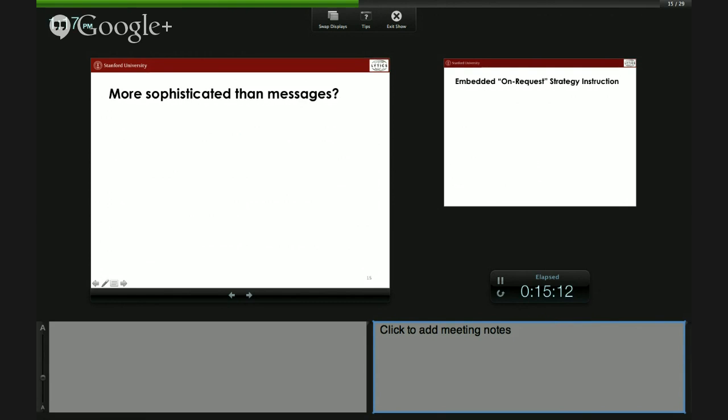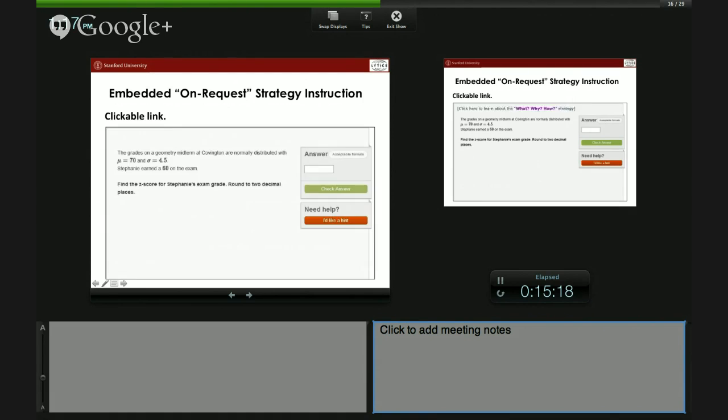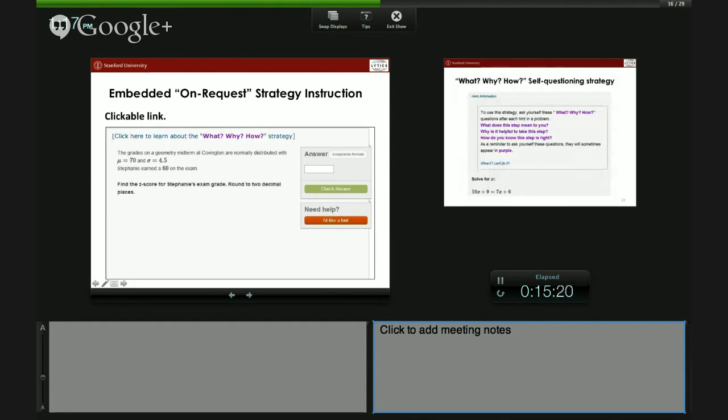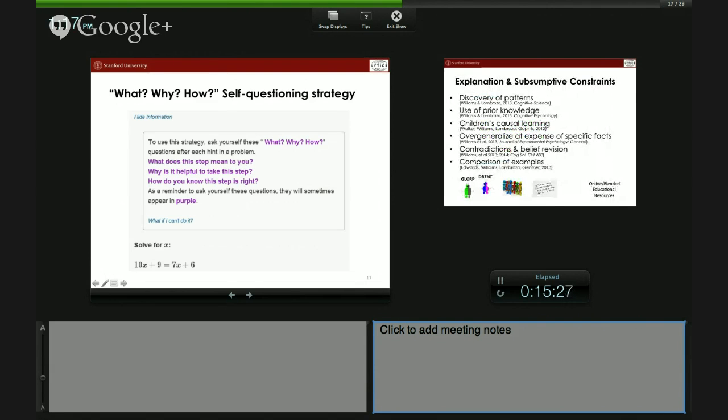So you might ask, can we do anything more sophisticated than messages with just text? And actually, you can in a pretty simple way. This is another experiment with Joshua, where we just had a clickable link: "Click here to learn about the what, why, how strategy." When you click on that, which honestly most students probably didn't for a very long time, if ever, it pops down and says, to use this strategy, ask yourself these questions after each hint and problem. What does this step mean to you? Why is it helpful to take the step, or how do you know it's right?